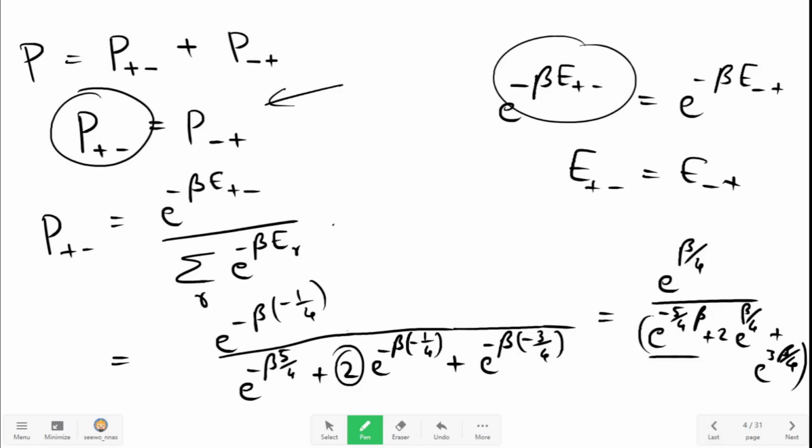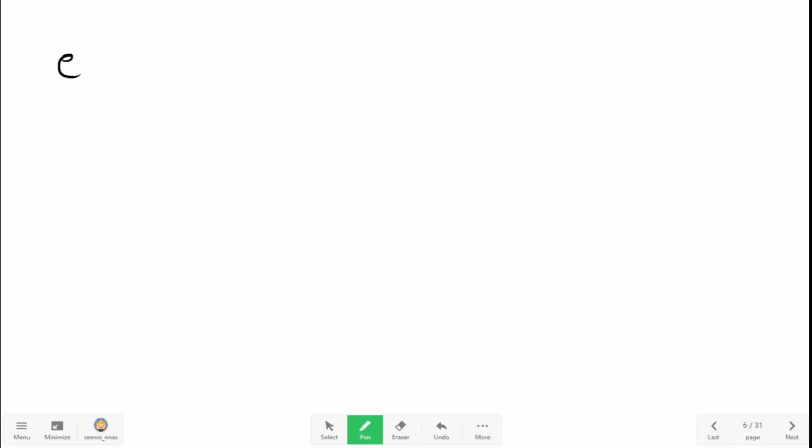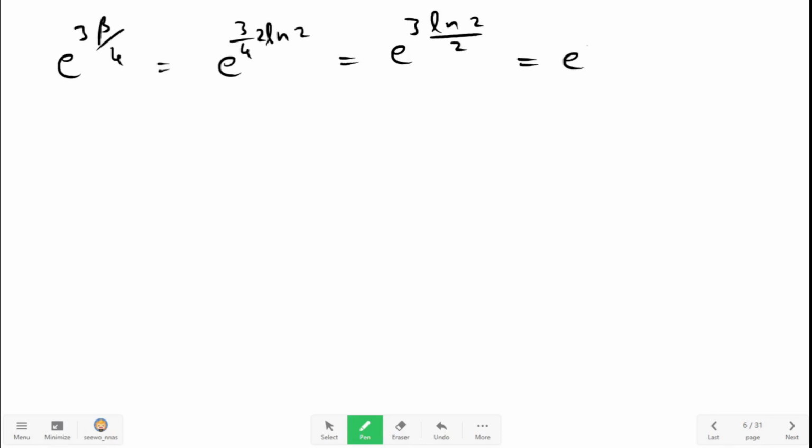Now let us find e raised to 3 beta by 4. This is equal to e raised to 3 by 4 times 2 ln 2, which is equal to e raised to 3 ln 2 by 2. This is equal to 2 raised to 3 by 2. 2 raised to 3 is 8. Under root 8 is equal to 2 root 2.